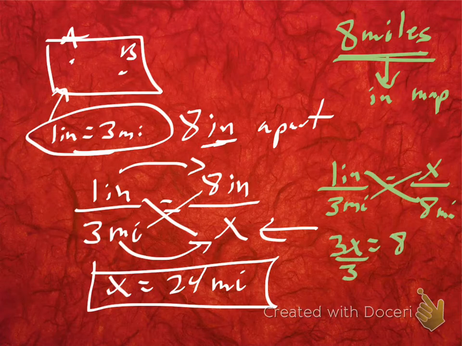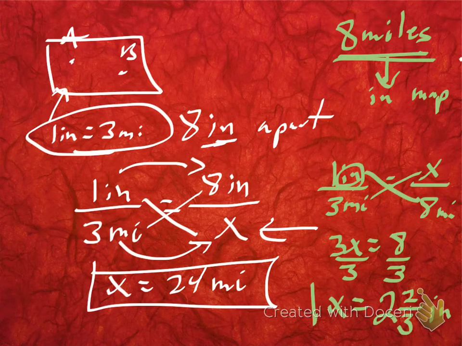This time we get 3x equals 8 for the cross product. 3 times x equals 1 times 8. Divide both sides by 3, and sure enough, I get 2 2/3 of an inch. Okay, and it's inches because we're finding the distance on the map. And again, that makes sense, right?